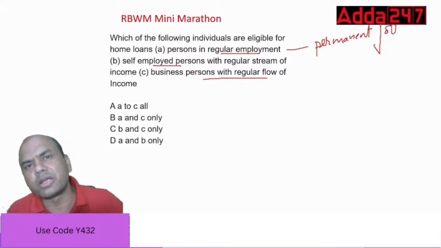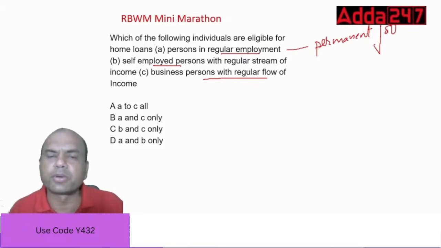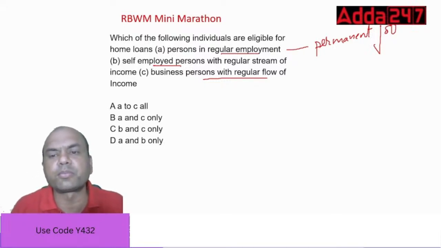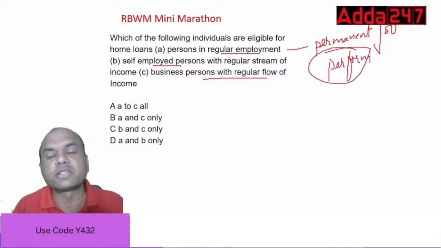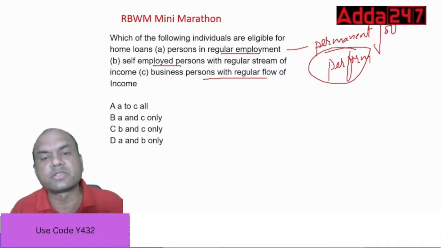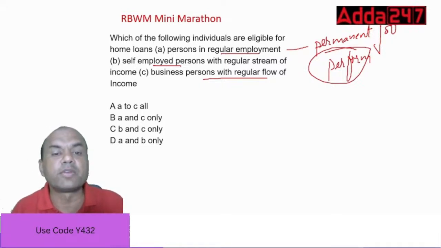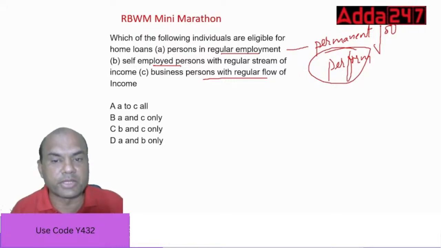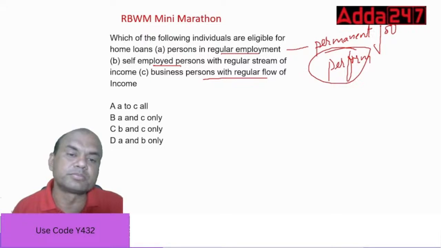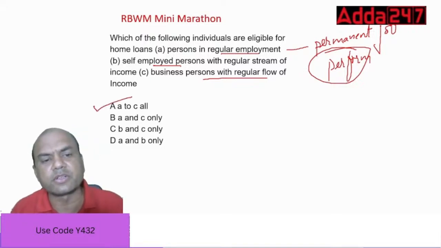Let it be government, let it be private, anywhere. There's no permanent job, because you always have to perform to survive. Performance is a key criterion over here. Persons with regular employment, self-employed persons with regular income, business persons with regular flow of income. So all of them, isn't it? A to C all.